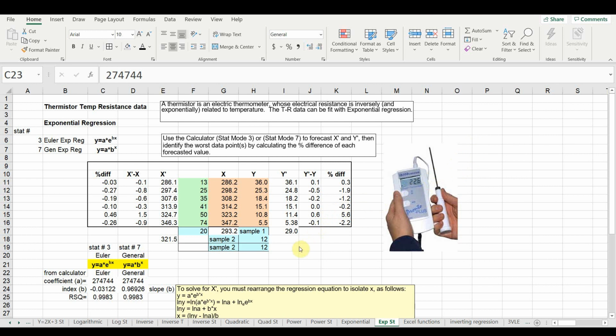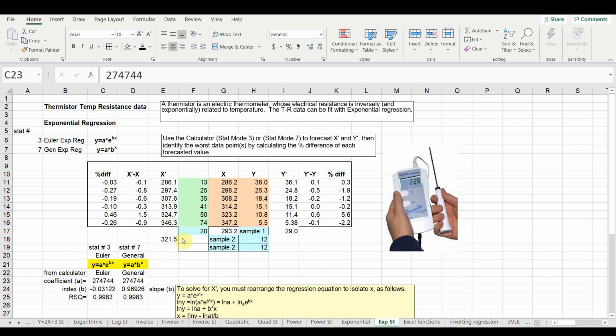So here are the results from the exponential regression exercise. I entered the data into both stat 3 and stat 7. In either case, the results forecasted pretty much identically. The coefficient A was the same in both cases. The index B is different, but R squared is the same.